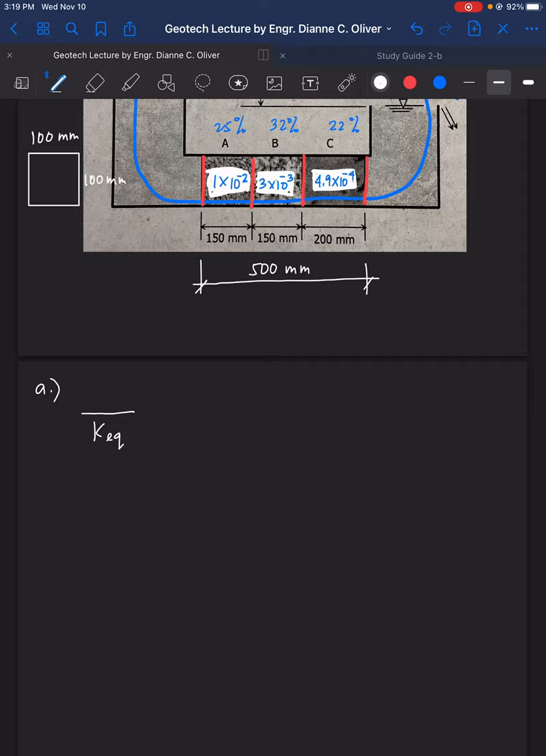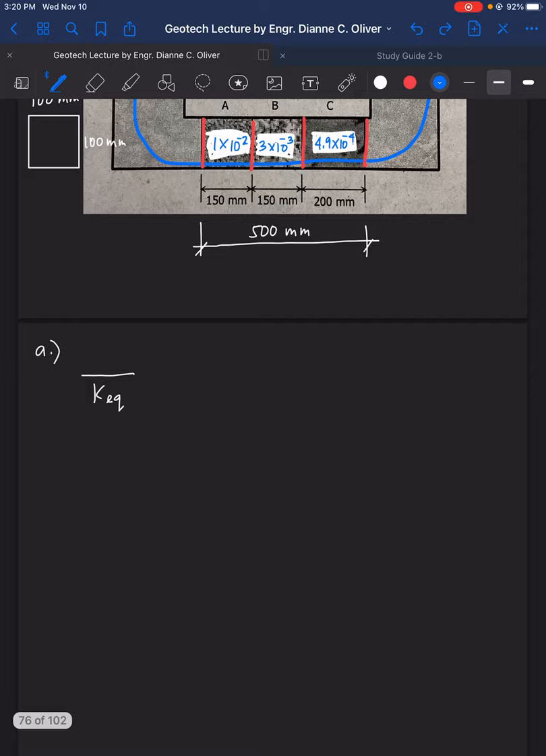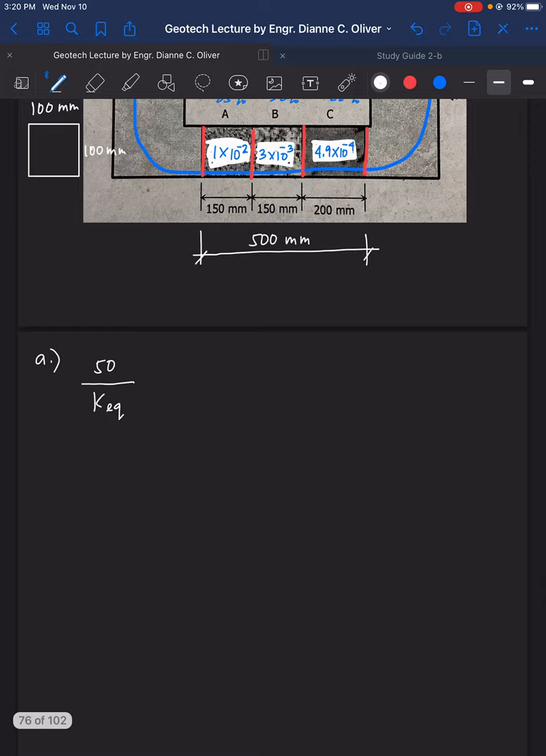mm. Again, in what unit? Centimeter. So we're looking for K equivalent in centimeter, and the K values here are already in centimeter. So let's use here 50. So 50 centimeters equals the soil A, that is 15 centimeter, over 1 times 10 raised to negative 2, plus 15 for soil B, over 3 times 10 raised to negative 3, plus 20 centimeters for soil C, over 4.9 times 10 raised to negative 4.